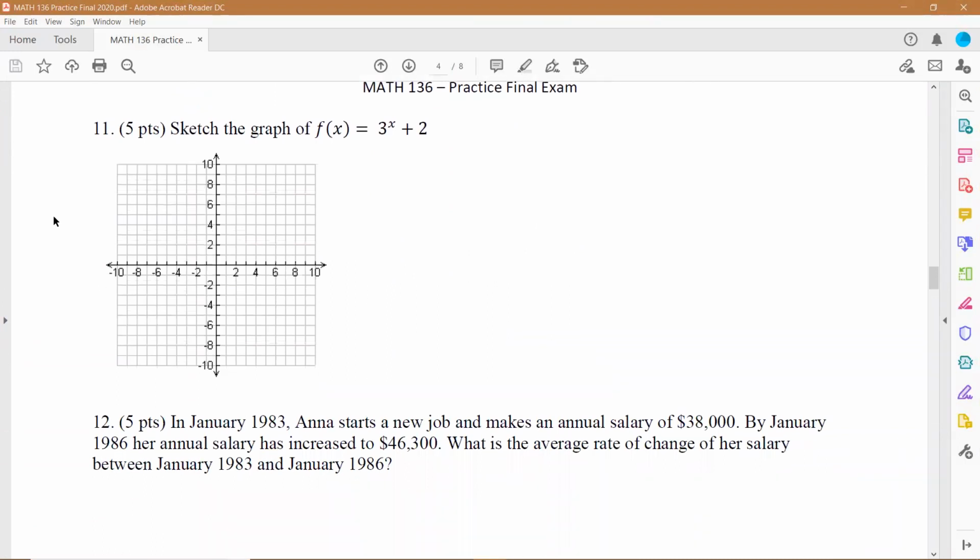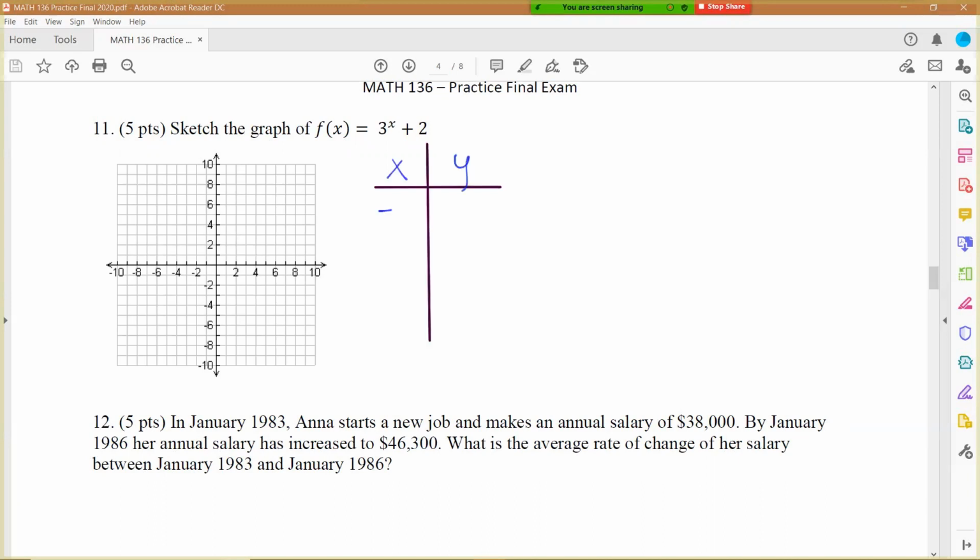Question number 11. We just did this last week. So this is just a calculator problem. What 5 numbers do we always use when we're finding exponential growth or decay? Yep, negative 2, negative 1, 0, 1, and 2. So all we're going to do is plug in these 5 numbers into this equation.